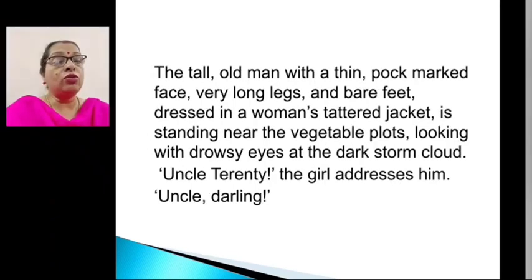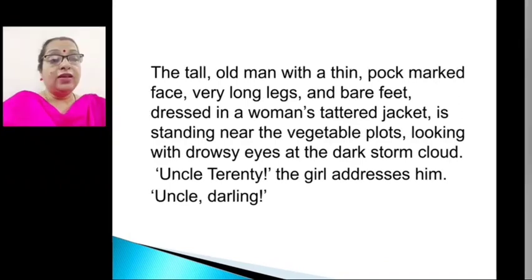The tall old man with a thin, pock-marked face, very long legs and bare feet, dressed in a woman's tattered jacket, is standing near the vegetable plots, looking with drowsy eyes at the dark storm cloud. "Uncle Terenti," the girl addresses him. "Uncle darling." Here Terenti is described.